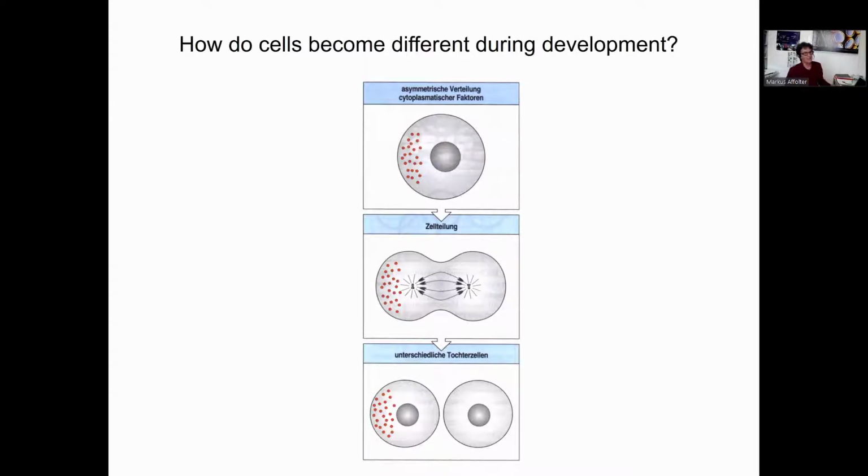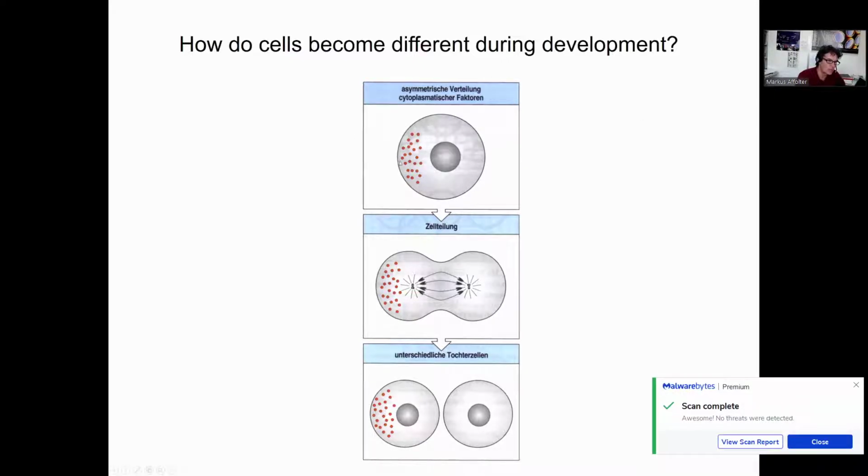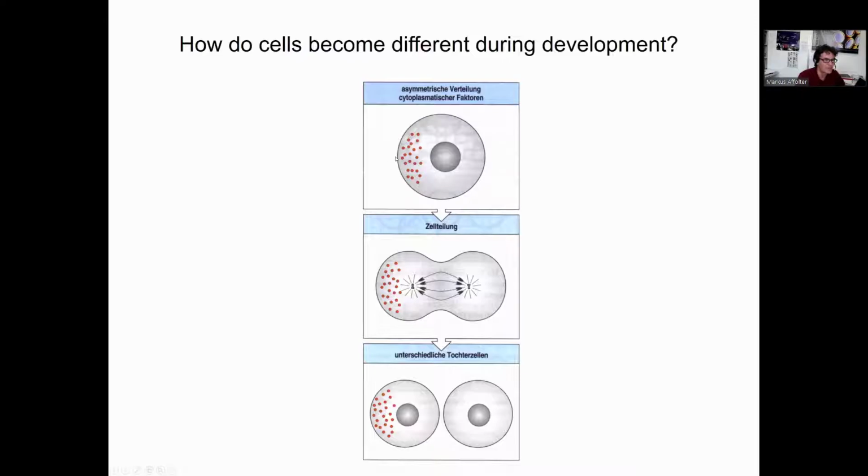So here is an easy way of how a cell can become different during development. This is a way that does not rely on external signals. It's cytoplasmic determinants that are localized somewhere in the cell, often at the cortex. Here it's just in the cytoplasm. And depending on how the cell divides, if the cell division is in this direction, then of course these determinants will end up in one cell and will not be present in the other cell. And if these determinants influence transcription or influence cytoplasmic behavior, then these two cells are now different. This is a very important way for asymmetric cell divisions, for stem cells.